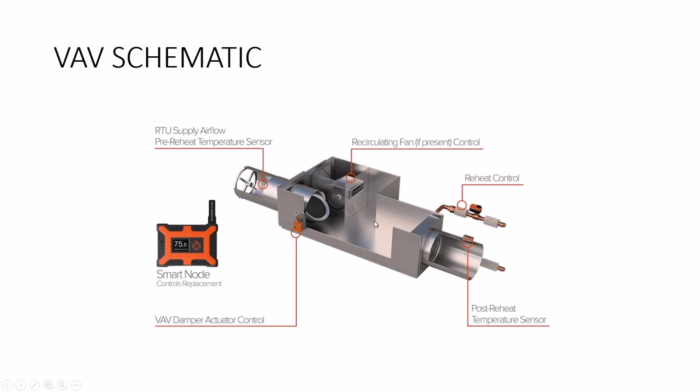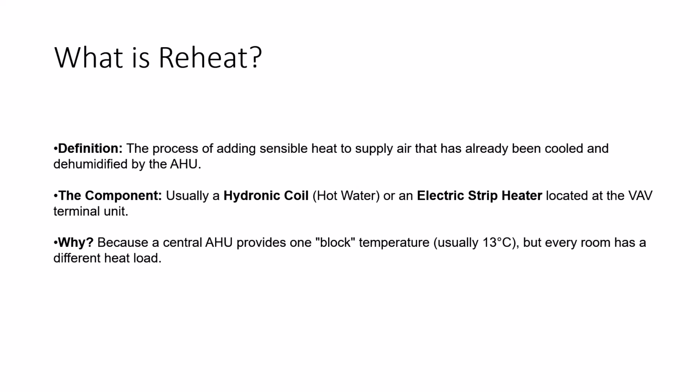This is a simple schematic. If you want, I can explain it more, but this is a normal VAV where we use the temperature sensor, the pressure sensor, and the reheat. So these are some of the parts of the VAV. Now, what is reheat? Actually, reheat is adding sensible heat to the supply air which has already been cooled and dehumidified by the AHU or RTU.